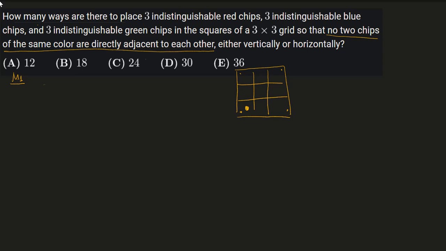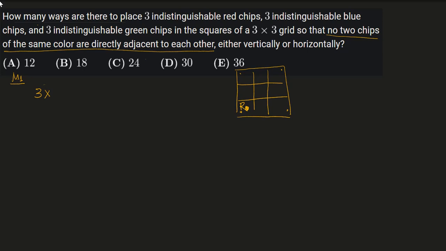Then the immediate question is, how do we place a chip in it? Since we have 3 colors of chips, and of each color the 3 chips are indistinguishable, we only have 3 ways to place a chip in it. That will be either a red chip, a blue chip, or a green chip. So we have 3 ways for the first step. And by symmetry, let's say we placed a red chip in this square.